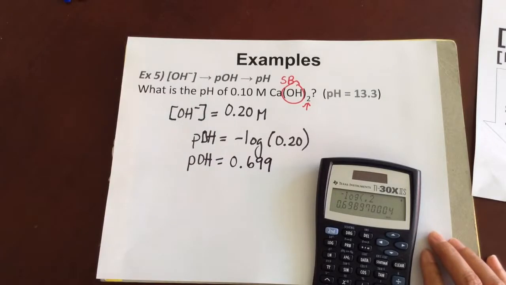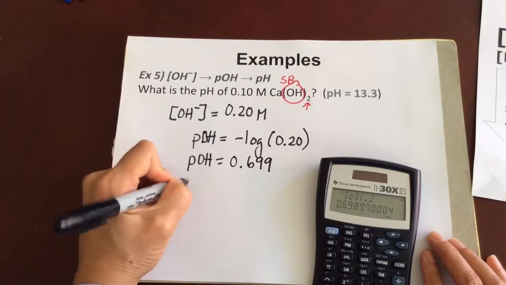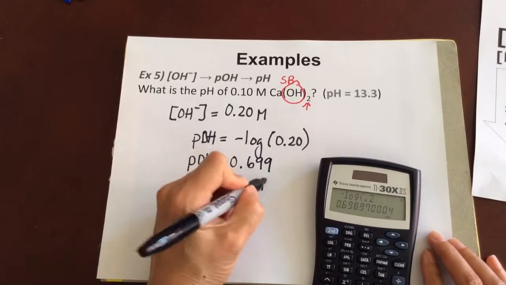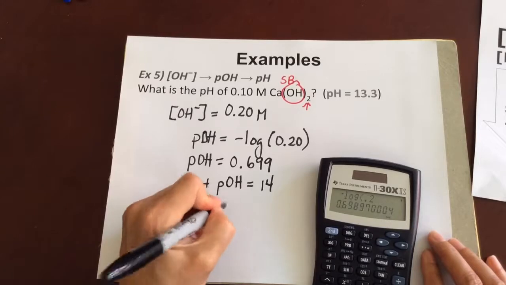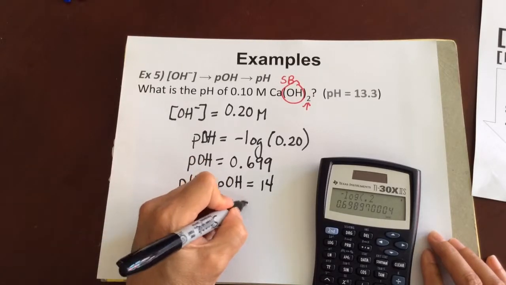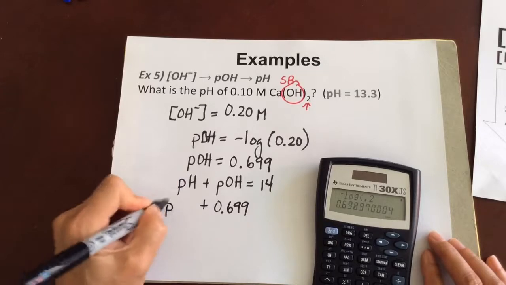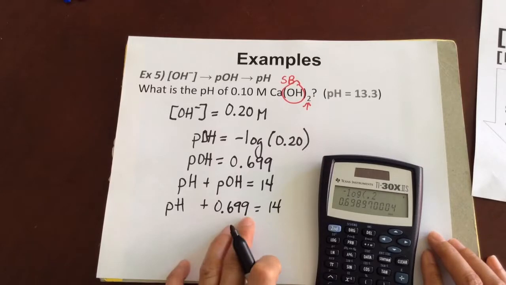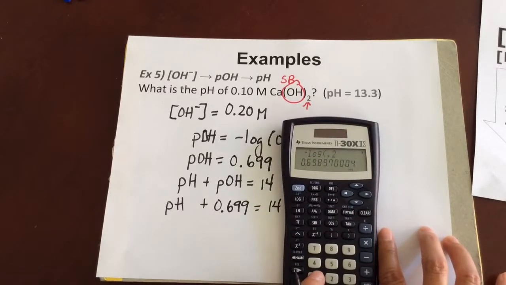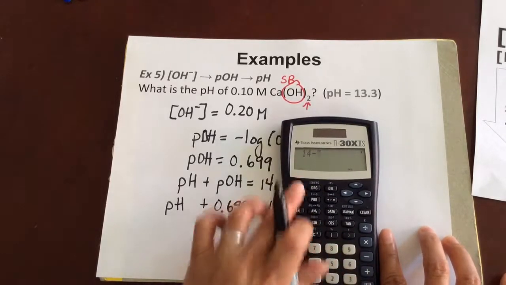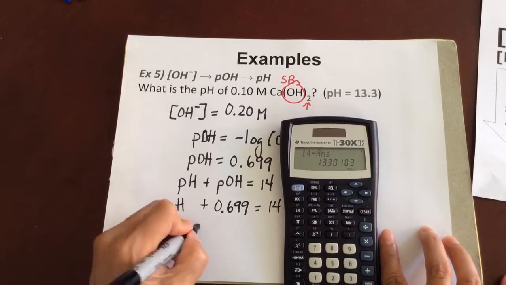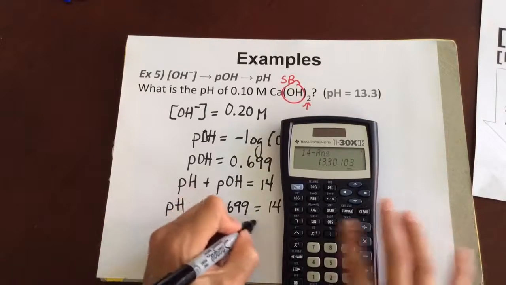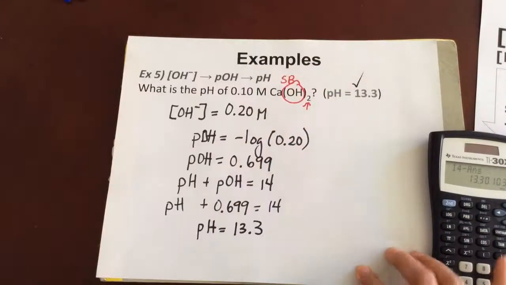0.699. And so now the equation that I'm using is pH plus pOH equals 14. So I'm going to substitute 0.699 into pOH plus pH equals 14. So essentially I'm going to have to subtract 0.699 from 14. So I leave this number in my calculator and I subtract it from 14, which ends up being pH equals 13.3 in the end. So there goes my answer.